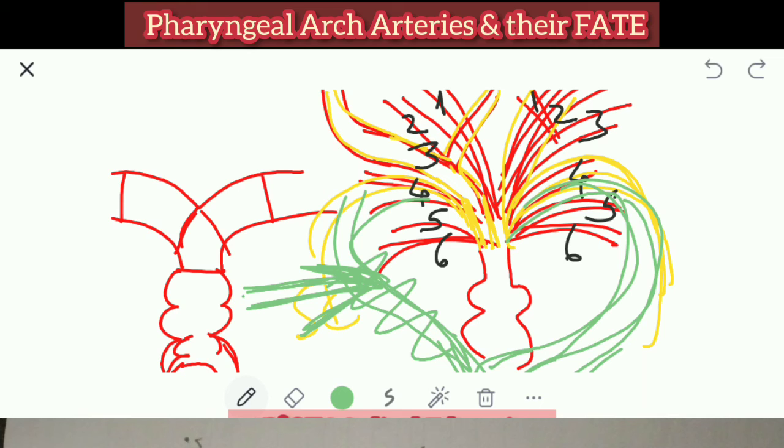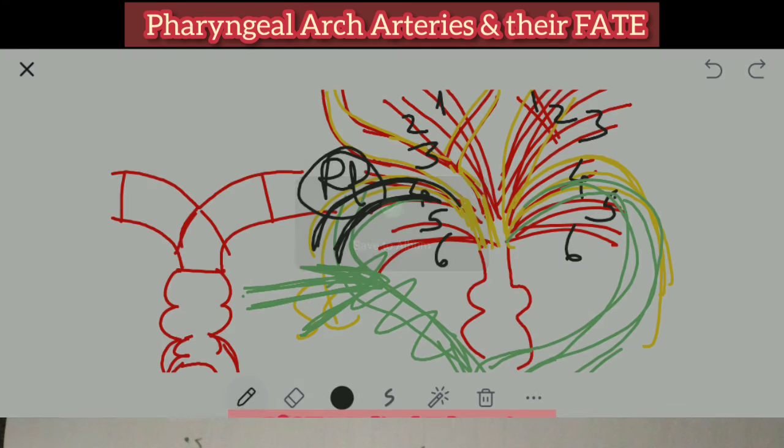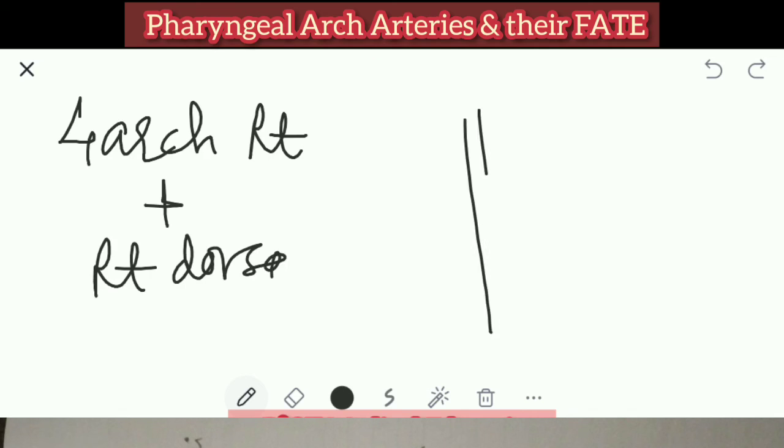And one more important point is that we learned that this fourth arch, if you can see this on the right side, is developing into the subclavian. Actually, subclavian is not just formed by the fourth arch artery. I will tell you, this is an MCQ question. Fourth arch of right side plus right dorsal arch. This was the third, this became the internal carotid, and this is the fourth, this became the subclavian. Do you recall this? So wait, I will draw this.